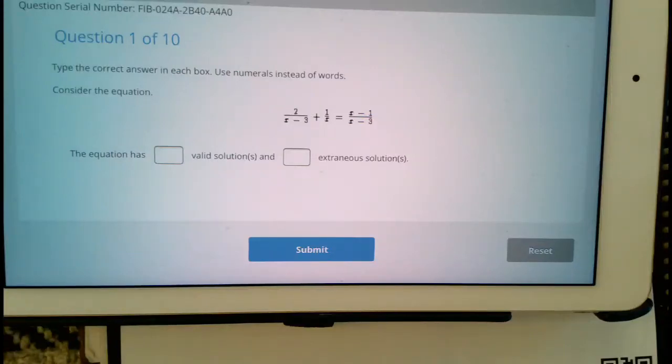Consider the equation 2 divided by x minus 3 plus 1 divided by x equals x minus 1 divided by x minus 3. And what we're looking for is how many solutions does this equation have, and do we have any extraneous solutions? So I'm going to flip over to my paper to work this out, and the first part is that we have to find a common denominator.